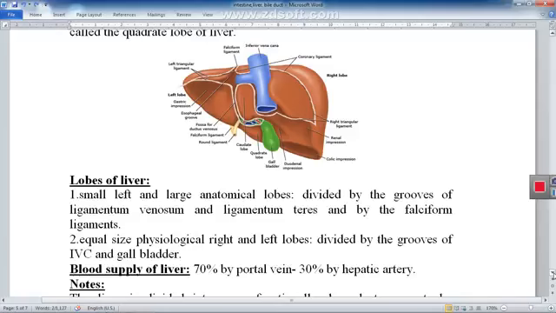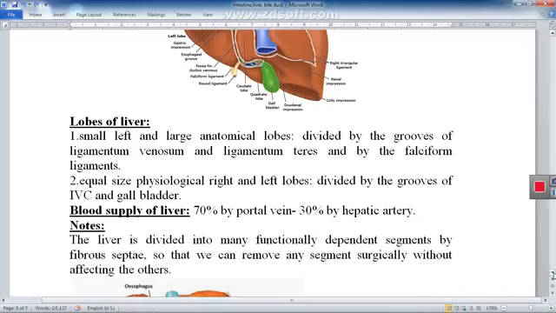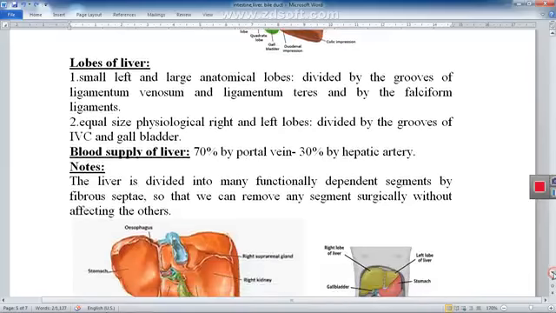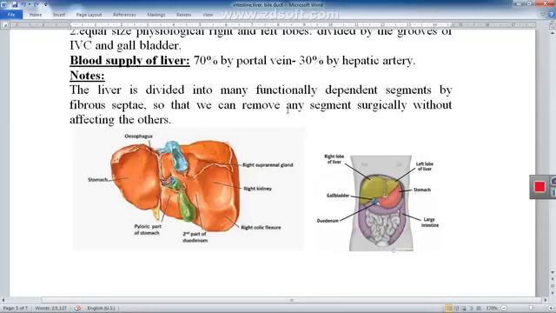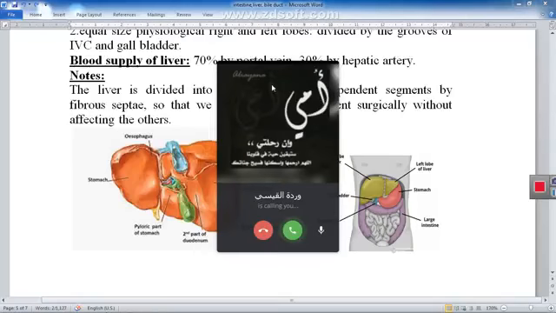Blood supply to the liver is 70% from the portal vein and 30% from the hepatic artery. An important note here is that the liver is divided into many segments. Each of these segments is a functional unit. It is surrounded by a fibrous septum, having its own artery, vein, lymphatics, and bile duct. So in disease, you may remove any of these segments of the liver without affecting the functions of other segments. Such segmentation has also been seen with the lung.